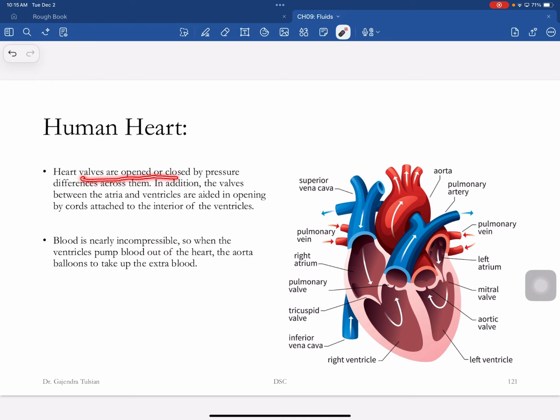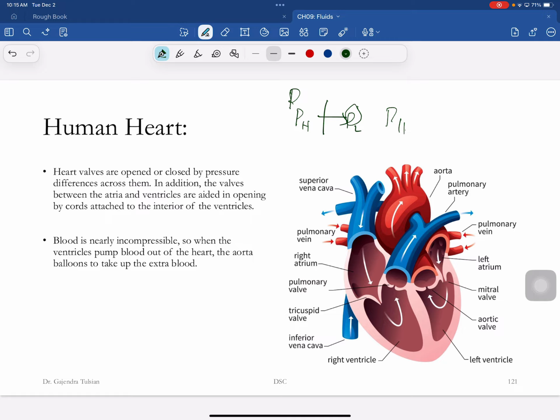Heart valves are opened or closed by pressure differences across them. Okay, so when the left ventricle contracts, the valve is not shown here, but the pressure here increases, and this valve opens. So for a valve to open, the pressure here has to be higher than the pressure here. Okay, and the valve will open and fluid will flow in that direction. And when the pressure here is higher and the pressure here is lower, then the valve will close.